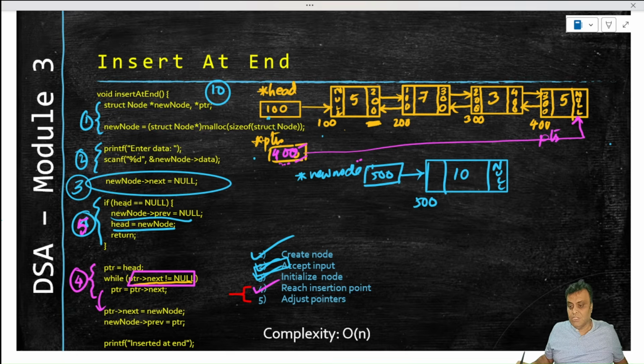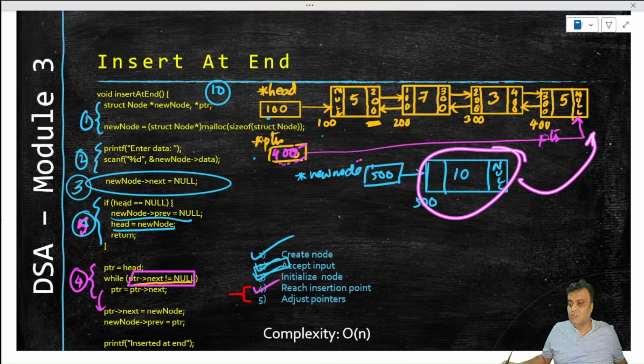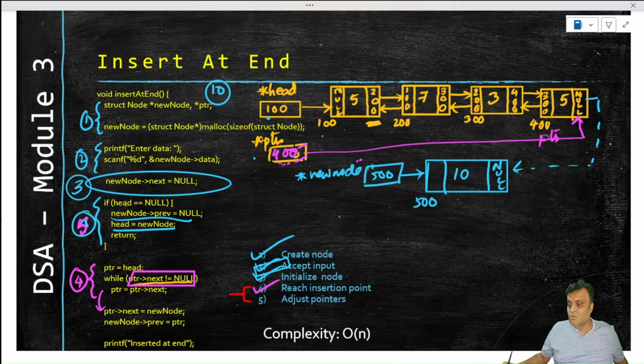Now when we have reached the insertion point for the second use case, the next step is adjust pointers. So what do you want to adjust? You want to insert this particular node here. So you have to adjust this pointer, right? So let us take a dotted line and say that this pointer needs to be adjusted to 500, right? So we have to change this to 500.